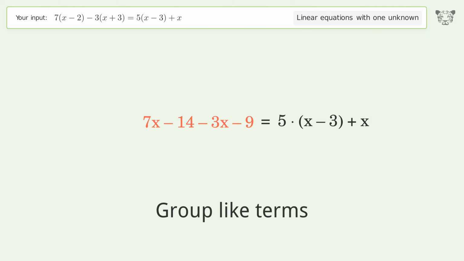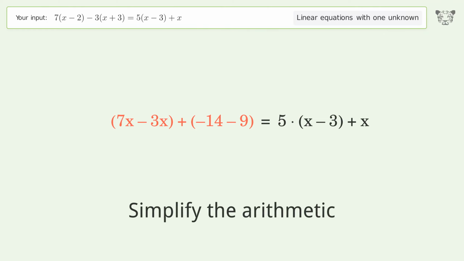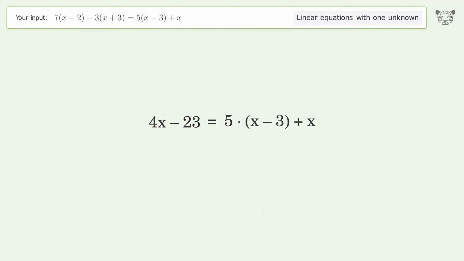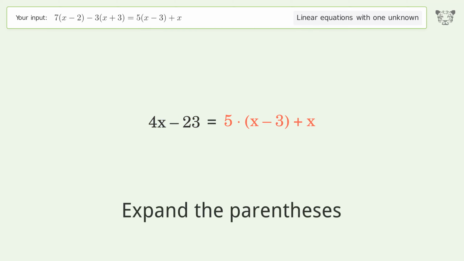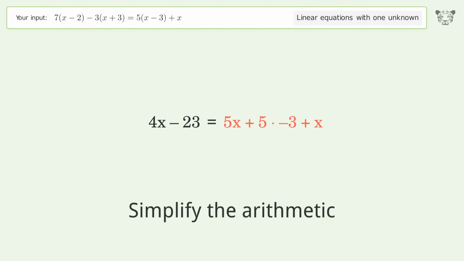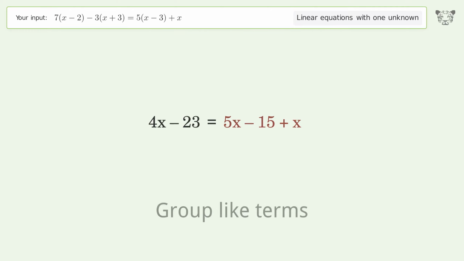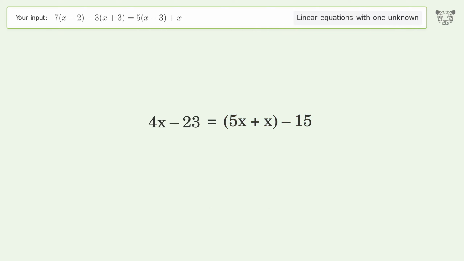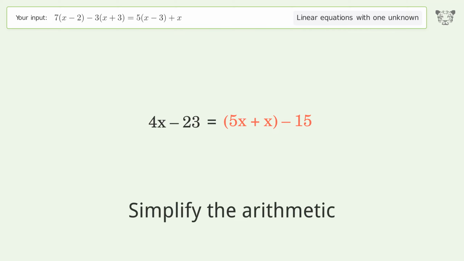Group like terms. Simplify the arithmetic. Expand the parentheses. Simplify the arithmetic. Group like terms. Simplify the arithmetic.